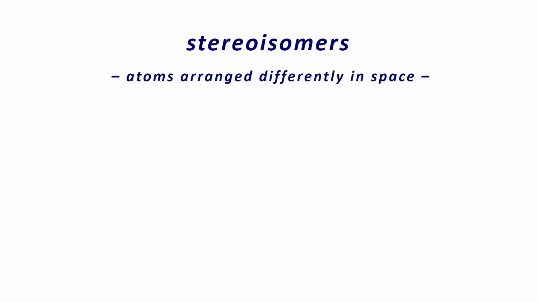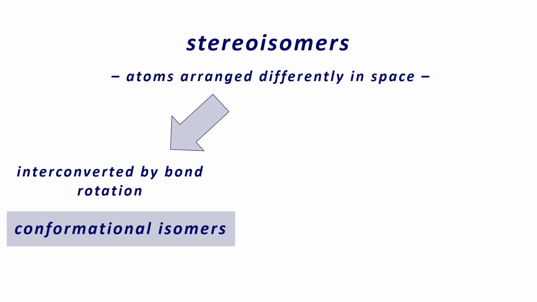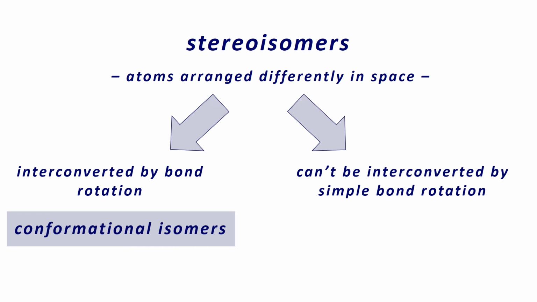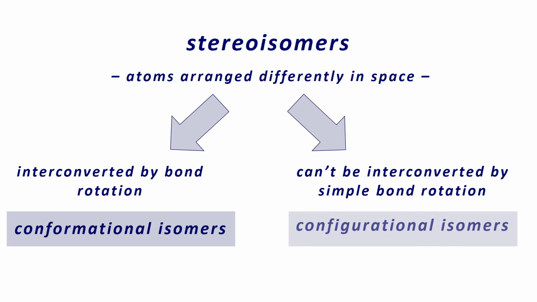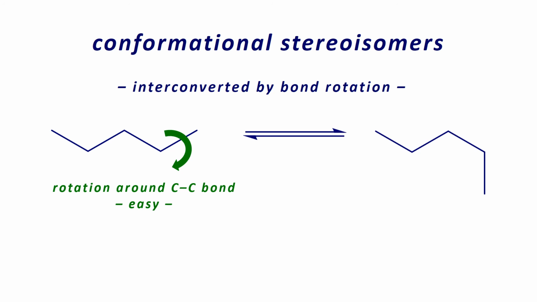It turns out we haven't finished with new nomenclature yet. We need to distinguish between stereoisomers that can be interconverted by rotation about single bonds, these are called conformational isomers, and stereoisomers that can't be interconverted by a simple bond rotation, these are called configurational isomers. So looking back to the examples we've just considered, this pentane isomer, via rotation around the end carbon-carbon bond, easily interconverts to the second isomer shown on the right. These are conformational isomers of pentane, interconverting rapidly and reversibly at room temperature.